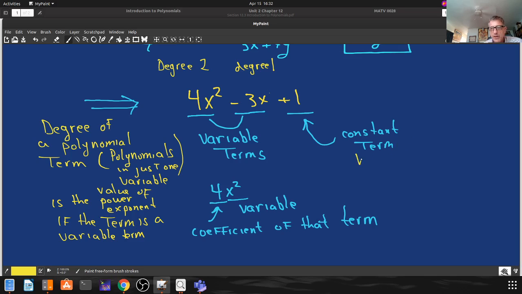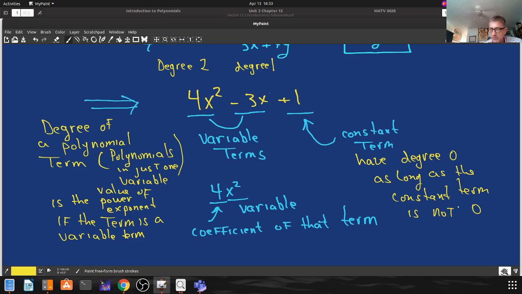Constant terms have degree 0 as long as the constant term is not itself 0, in which case we just say its degree is undefined. When it's 0, we don't even write it, so we don't care about it. So let's look at a few other examples.